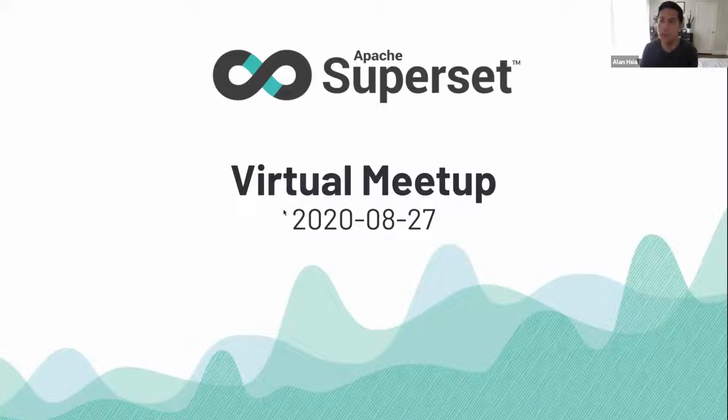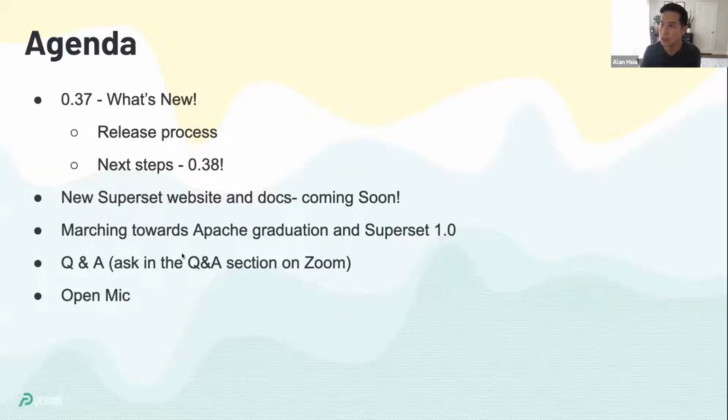We'll get straight into the general agenda for today. The main event will be talking about 0.37, our latest release and what's new. Villa, one of the committers and PMC members, will be presenting on that. One of the things he'll also be covering is what goes behind a release process.